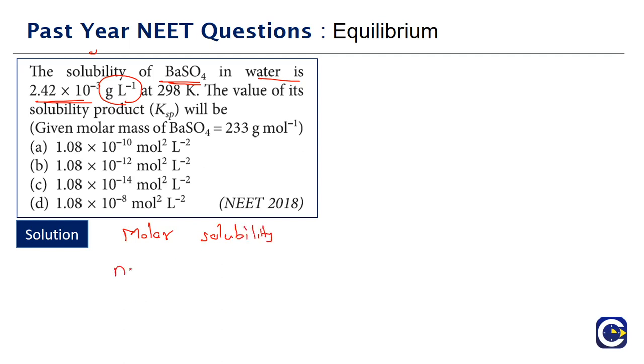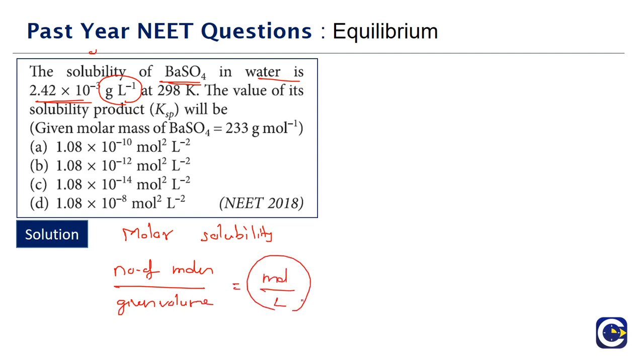What is molar solubility? Number of moles of the salt that are present in a given volume. So typically this is in terms of the molar concentration, moles per liter. But here they are talking about the solubility in terms of gram per liter. Then the value of its solubility product KSP will be. So we have to find the KSP value.